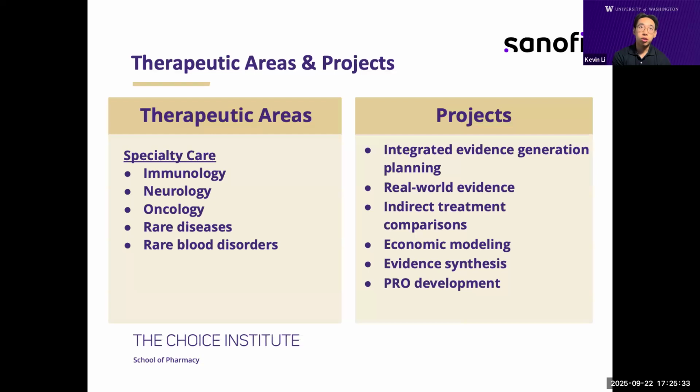But since I'm working on early pipeline assets, a lot of my focus right now is on integrated evidence generation planning with cross-functional partners in clin dev, medical, and commercial. So it entails a lot of generating internal insights using real-world evidence to inform phase 3 trial design. But again, not limited to that. There's also opportunities to work on projects for indirect treatment comparisons, economic modeling, evidence synthesis, and PRO development.